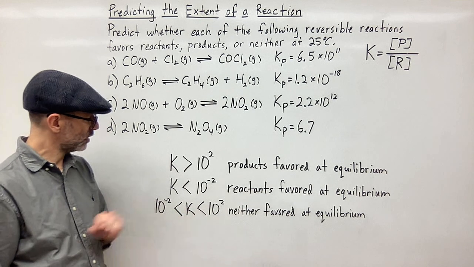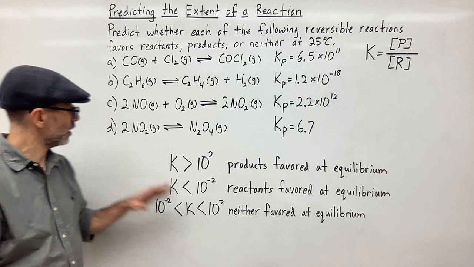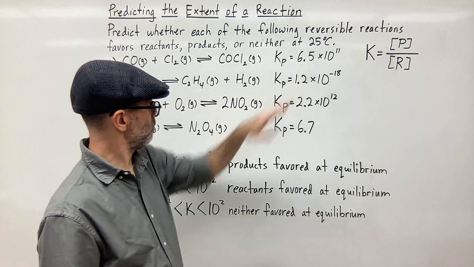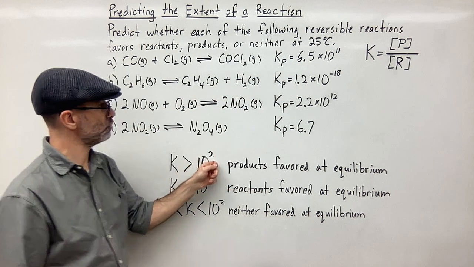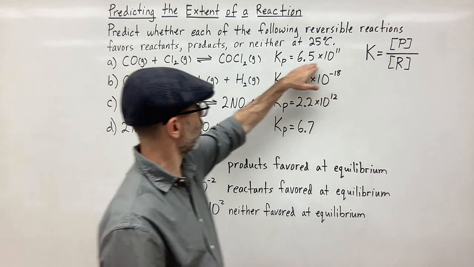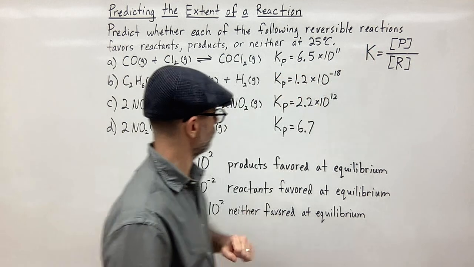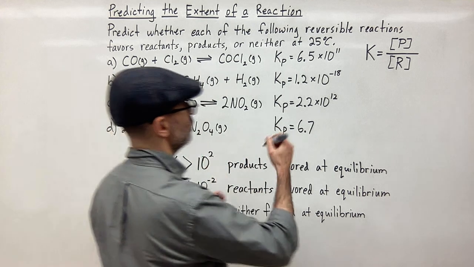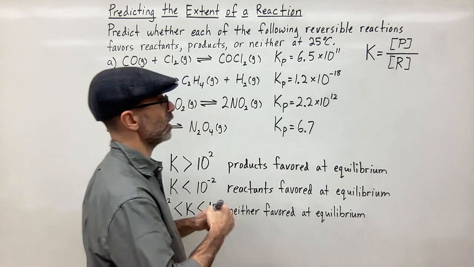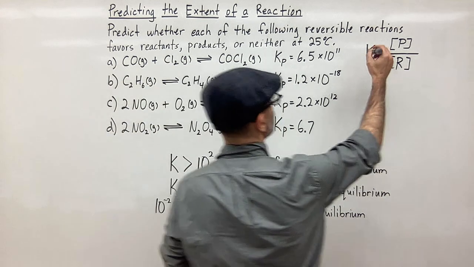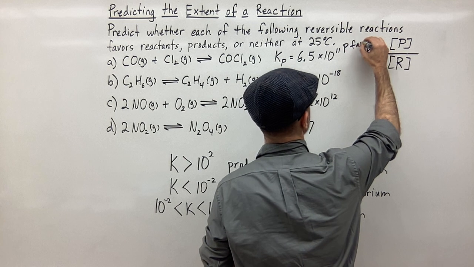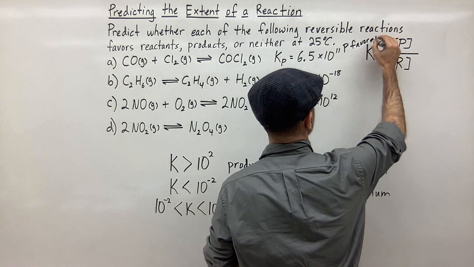So K could have a range where pretty much neither side is favored. So here we said that this is very, very large, much larger than 10 to the 2. So therefore products are favored. So let's write that down. I'll write it here. So P favored, P for products.